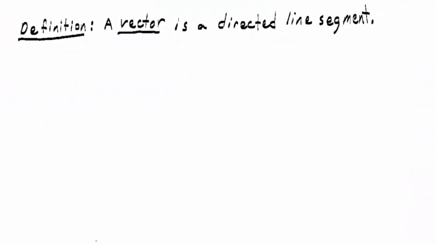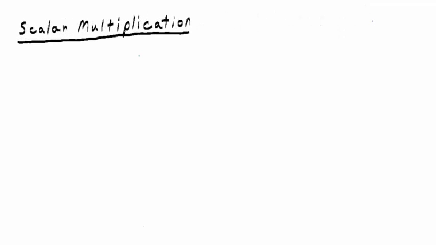What is the mathematical definition of a vector then? Well, it is an arrow. It's just what we said it is. But I guess we would call that a directed line segment in math. Now, let's talk for a minute about scalar multiplication.